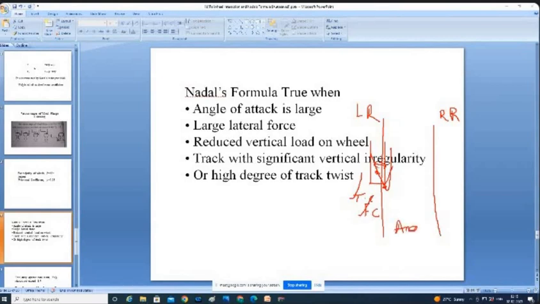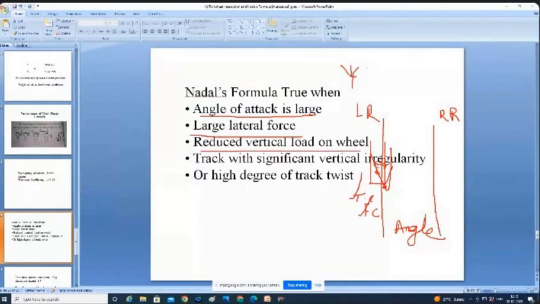So based on the angle of contact also, the lateral flange force will get influenced. The Y value will be influenced based on the angle of attack. Then there is the larger lateral force area. I told you one example is when one side of the wagon is loaded more and the other side is not. In that case, the lateral force will be large on the loaded side. Where the load is not there, that side will automatically get lifted up.